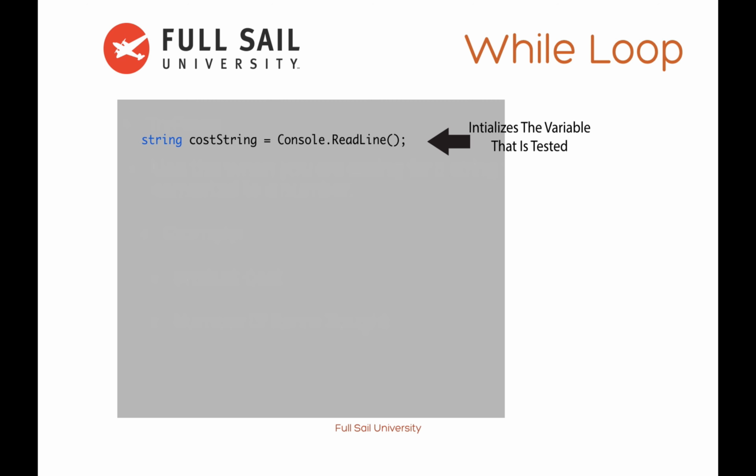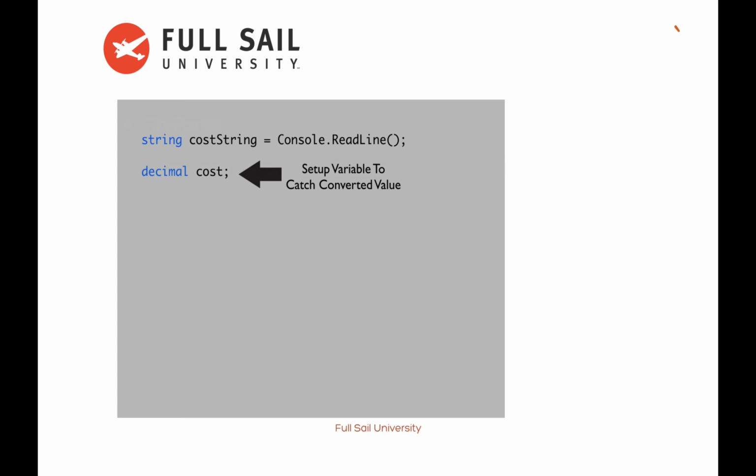Does that make sense? Then I'm going to set it equal to the console.readline because I'm bringing in a string variable. All right. Now, the next thing we need to do is create the data type that we actually want. So for this example, since it's a cost, I'm creating a decimal variable, and I'm just going to call it cost. So the string version, cost string. The decimal version is just going to be cost. Now, this is the variable that we're going to be using in order to catch the output of the TryParse, because there's a couple different things we need to do here.